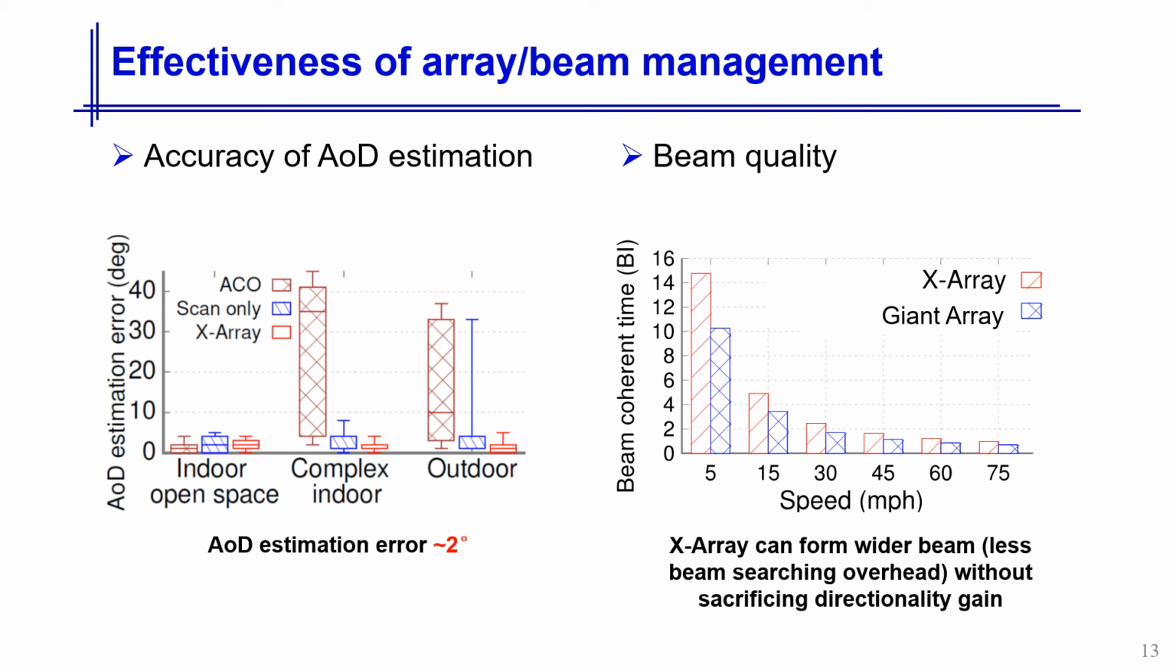We then examine the effectiveness of X-ray's joint array beam selection. We compare X-ray with the baseline approach of letting 2 arrays beamform to the same direction to emulate the effect of treating APA as a single giant phase array. The right figure shows that even at 75 miles per hour, the beam coherence time of X-ray remains within one beacon interval of 100 milliseconds, whereas the giant array's beam coherence time is already lower than 100 milliseconds at 45 miles per hour.